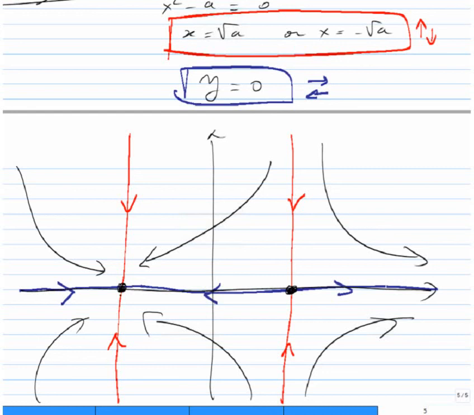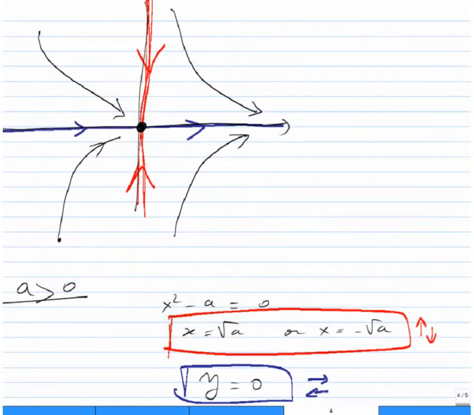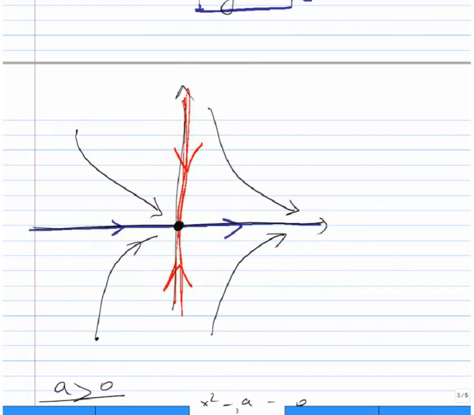So (minus square root of a, 0) behaves like a sink, while (square root of a, 0) behaves like a source. If you go back, the last question was what happens when a is equal to 0. As we said, (0, 0) behaves like a saddle, and with the help of the nullclines, we are able to draw the behavior of solutions.